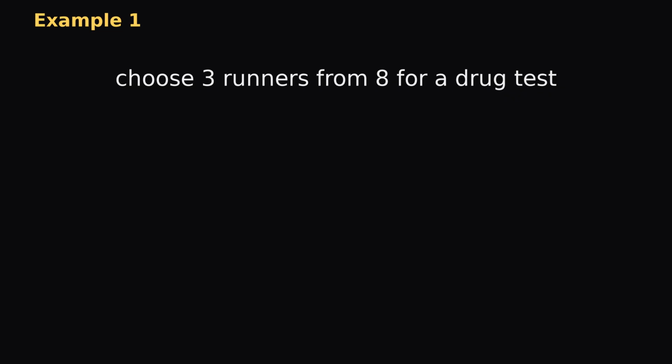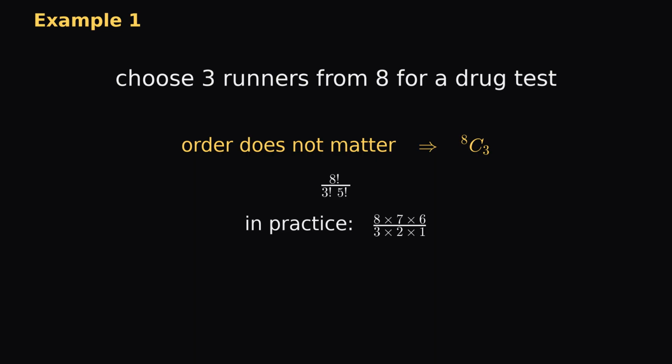Example 1. Closing the question. Choose 3 runners from 8 for a drug test. Order does not matter, so it is 8C3. 8 factorial over 3 factorial times 5 factorial. In practice, 8 times 7 times 6 on the top over 3 times 2 times 1 on the bottom. 336 over 6, 56. And there's the answer we left on the board last video.